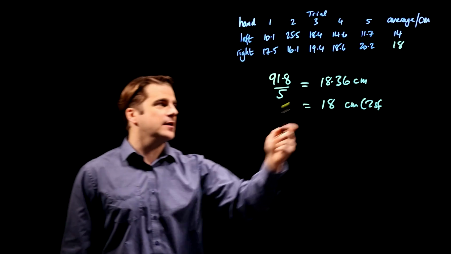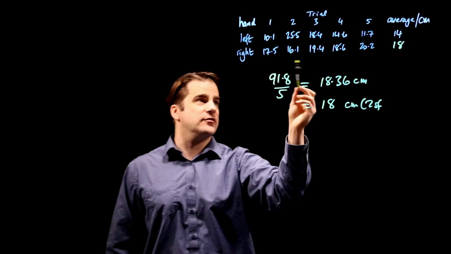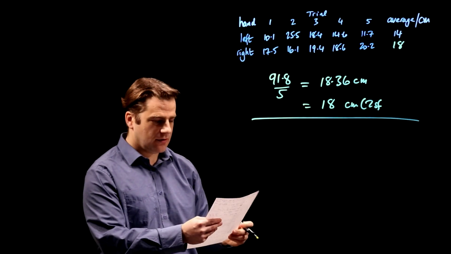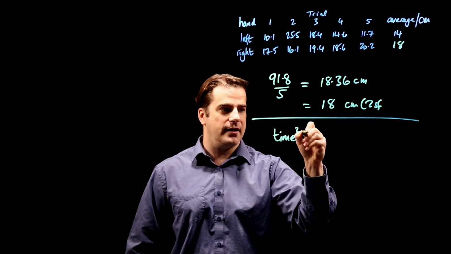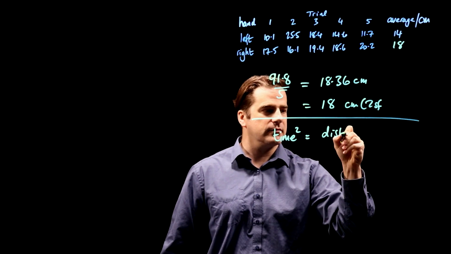Right, calculate the average time for the left hand. The average time. That was the average distance that the ruler's fallen. Okay, now it wants your average time, and they give you the formula they want you to use. It says use the equation time squared is distance over 500.